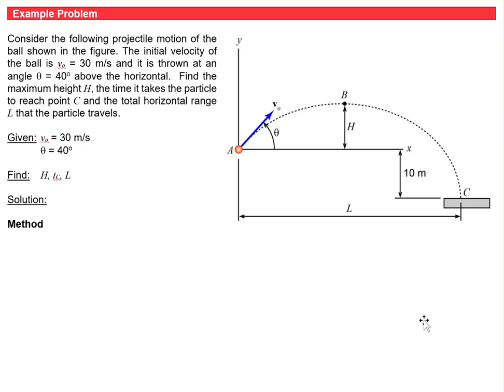In this example, we have a projectile. So we have a projectile that's a ball, as shown in the figure. The initial velocity of the ball is 30 meters per second, and it's thrown at an angle of 40 degrees above the horizontal. Find the maximum height, h, the time it takes for the particle to reach point C, and the total horizontal range, L, that the particle travels.